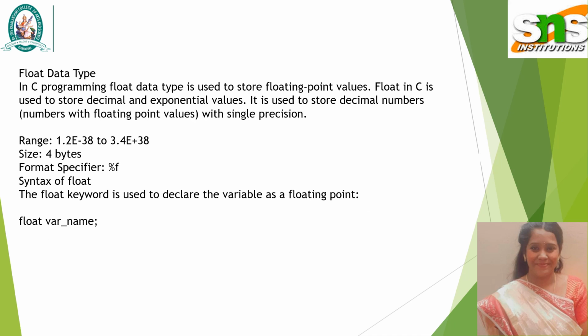Floating data type. The floating data type is used for floating values. For example, 6.2, 7.2, all the point values will be stored in the floating data type. The range will be from 1.2e-38 to 3.4e+38, and the control string, or specific format, will be %f.